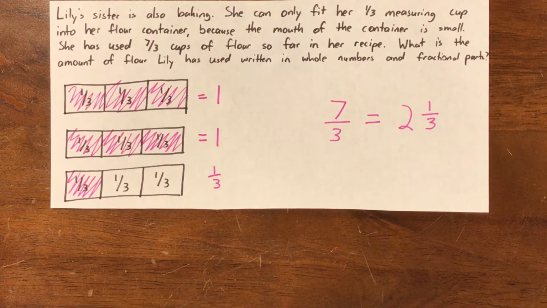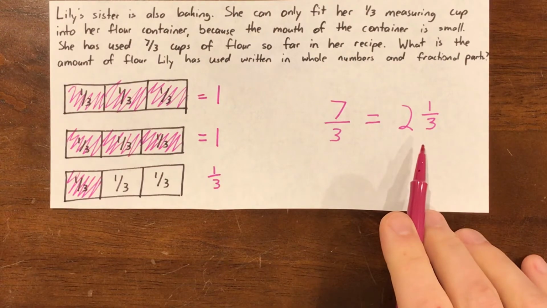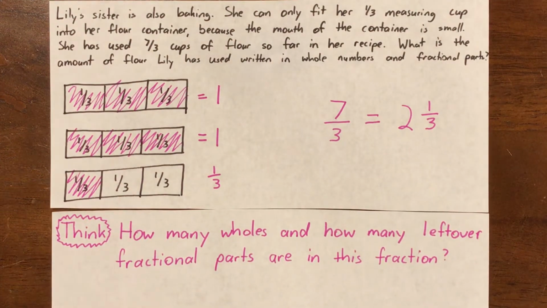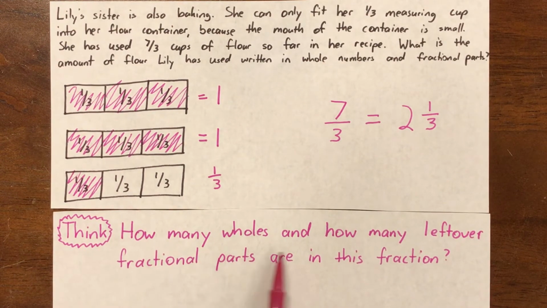So when we are converting from a fraction greater than 1, like we have here, 7/3, to a mixed number, what do we need to think about? Say it out loud. Yeah, it's helpful to think how many wholes and then how many leftover fractional parts are there in this fraction. Read this with me. Think. How many wholes and how many leftover fractional parts are in this fraction?